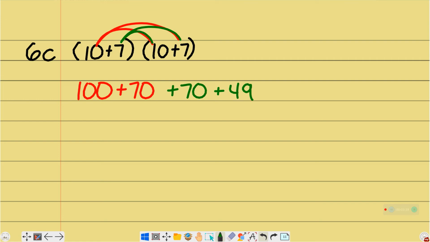Then we need to add all of our pieces together. All of these ones are numbers, so they are all the same type of unit, which means they are like terms and can be combined. 100 plus 70 is 170. 70 plus 49 is 119. If I add those together, I get 289.